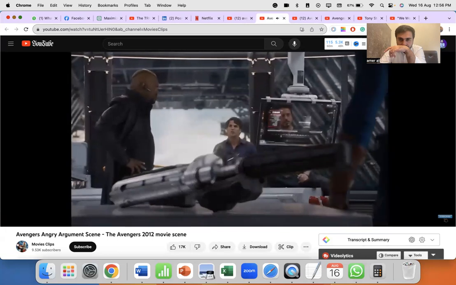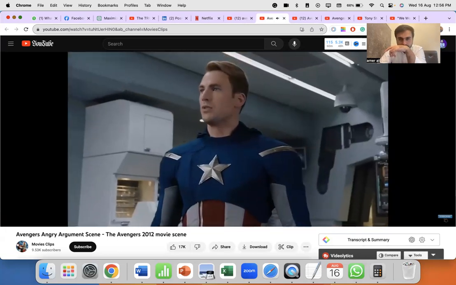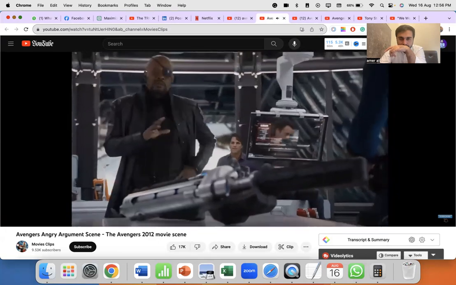Phase two is SHIELD uses the cube to make weapons. Sorry, computer was moving a little slow for me. Rogers, we gathered everything related to the Tesseract.